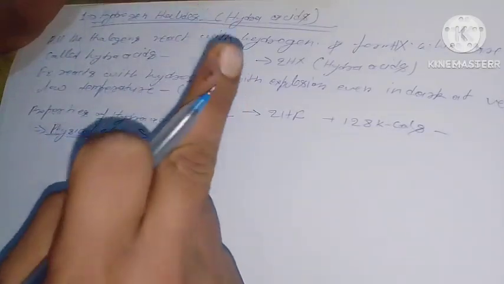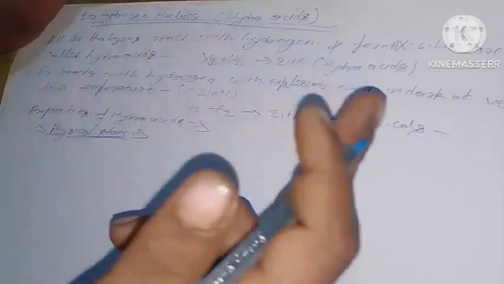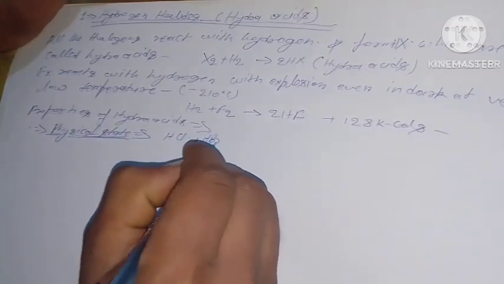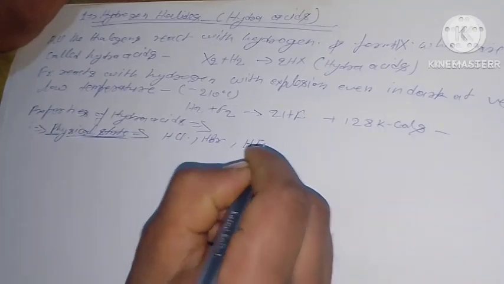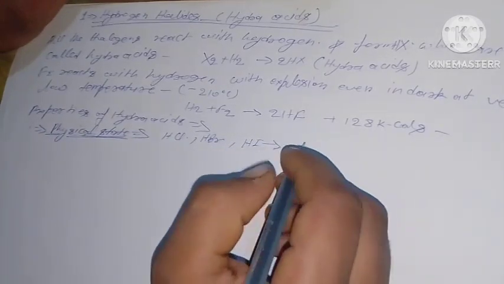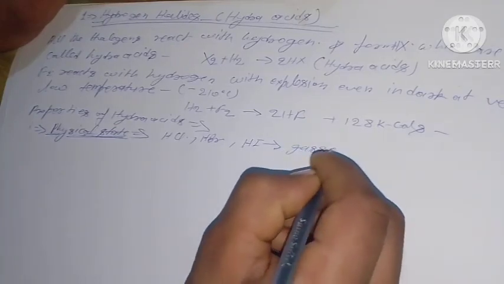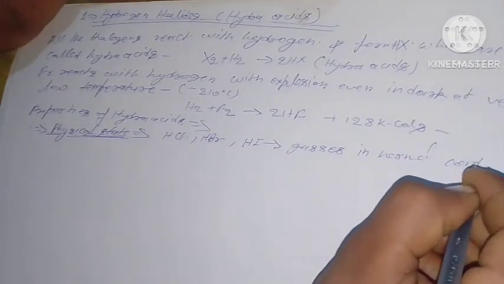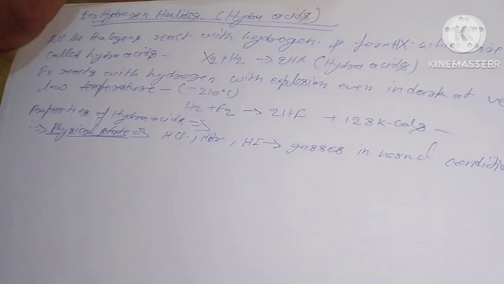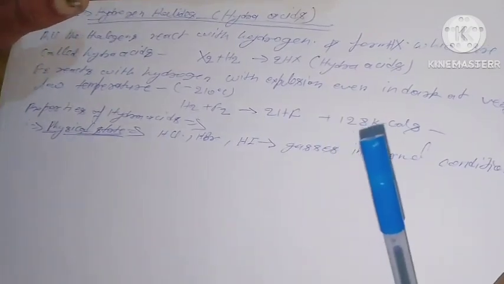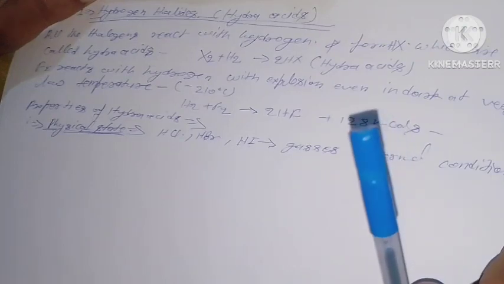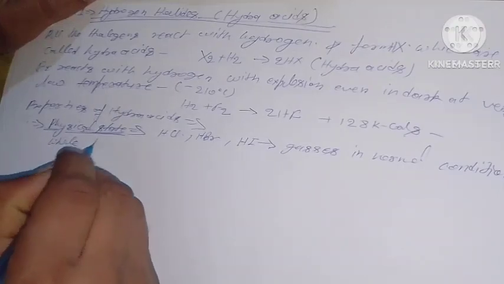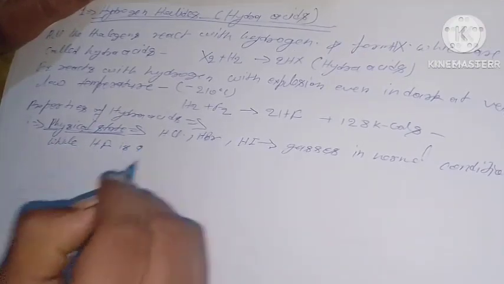Hydrogen chloride, hydrogen bromide and hydrogen iodide are gases in normal conditions, while hydrogen fluoride is a liquid.